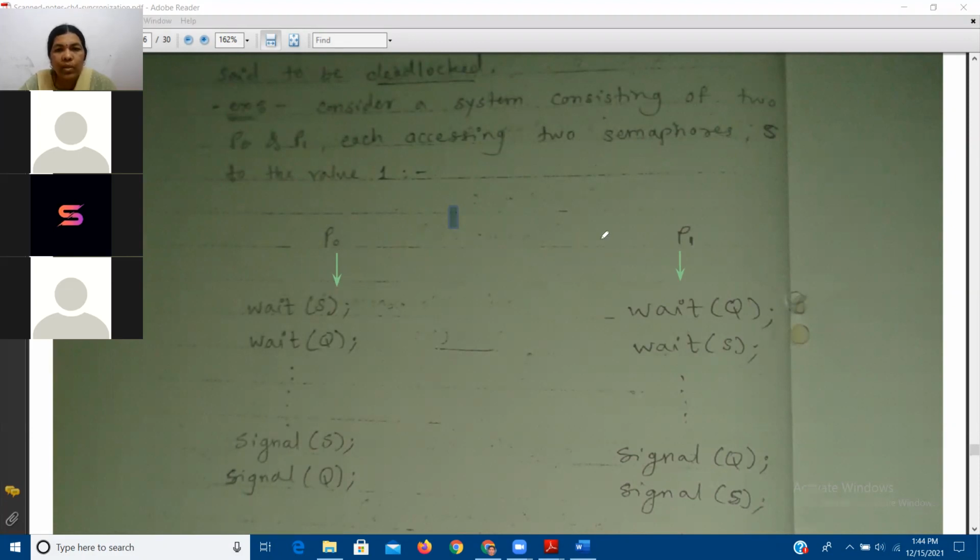Actually, I just want to show P0 and P1. P0 is holding maybe R1, and P1 is holding R2, and maybe R2 is assigned to P0 and R1 is assigned to P1. So actually this is nothing but the deadlock condition. Options are also there.